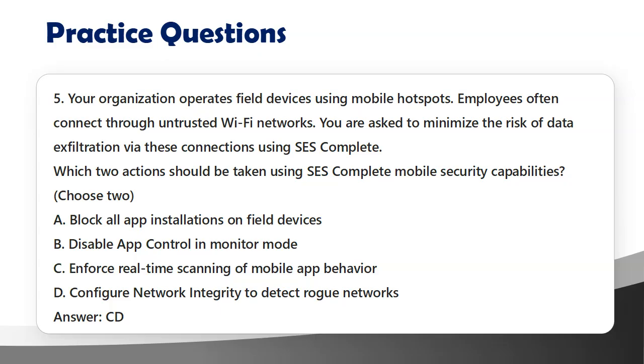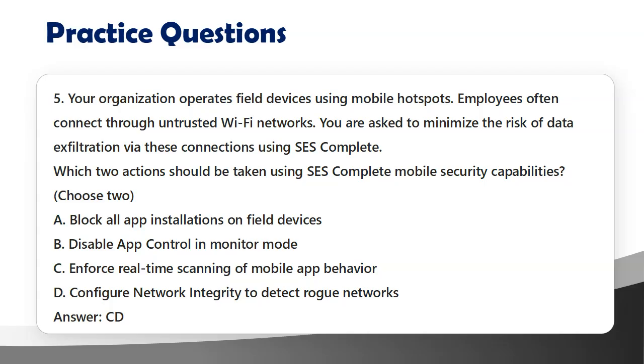5. Your organization operates field devices using mobile hotspots. Employees often connect through untrusted Wi-Fi networks. You are asked to minimize the risk of data exfiltration via these connections using SES Complete. Which two actions should be taken using SES Complete mobile security capabilities?